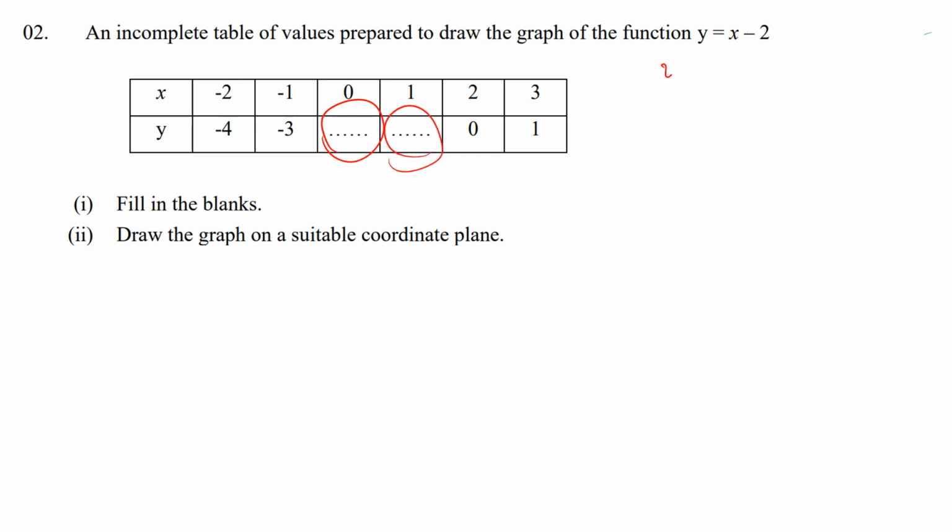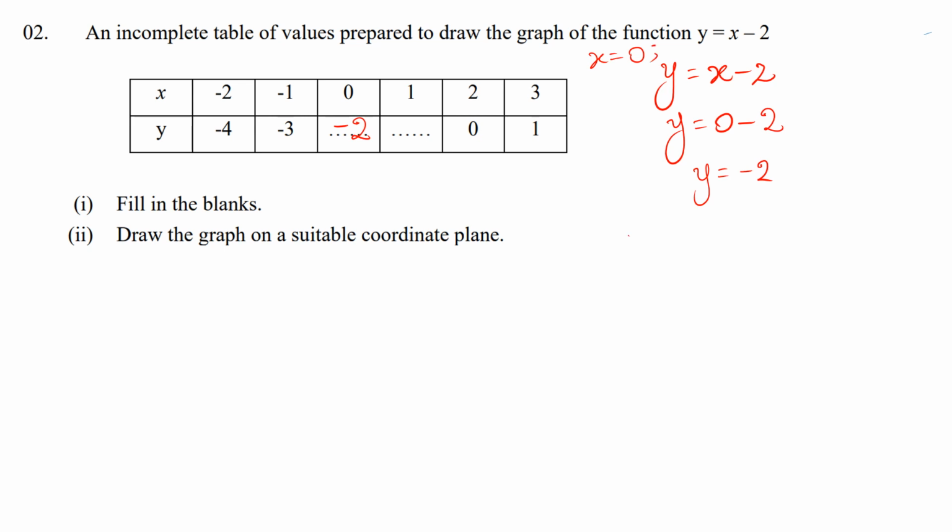You know y equals x minus 2, so you have to substitute 0 as the x value. Then y equals 0 minus 2, and then y equals minus 2. So here you can write minus 2. And then again you have to find out here, x equals 1. Then y equals x minus 2, that means 1 minus 2, which is equal to minus 1. So y equals minus 1, then you have to write here minus 1.